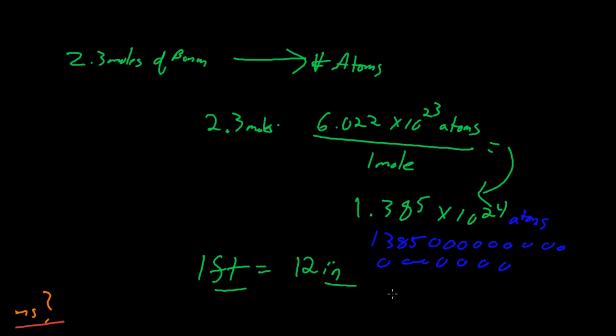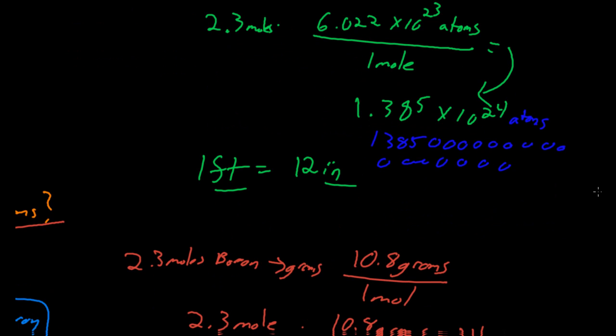But as you can see again, with 2.3 moles, since we didn't even use any values of the periodic table of elements, this value is the same for all elements. We can see that this 2.3 moles of any substance, it could have been 2.3 moles of carbon or 2.3 moles of manganese or aluminum, it would have given us 1.385 times 10 to the 24th atoms.